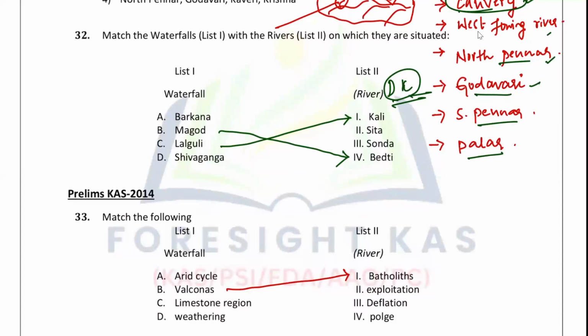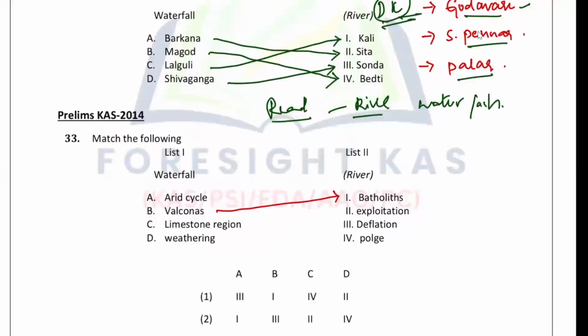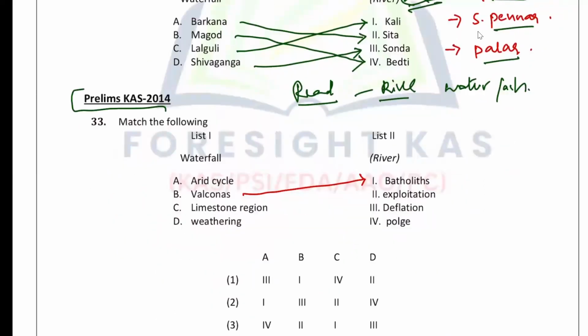Then Barkana Falls is on the Sita River, which is located in Shivamogga near Agumbe. And Shivganga is on the Sonda River. So these are some of the important falls. They keep repeating. Kindly read thoroughly about the major rivers in Karnataka. So we'll be doing the rivers part as well as waterfalls completely. So yeah, now we have started with the 2014 prelims paper.